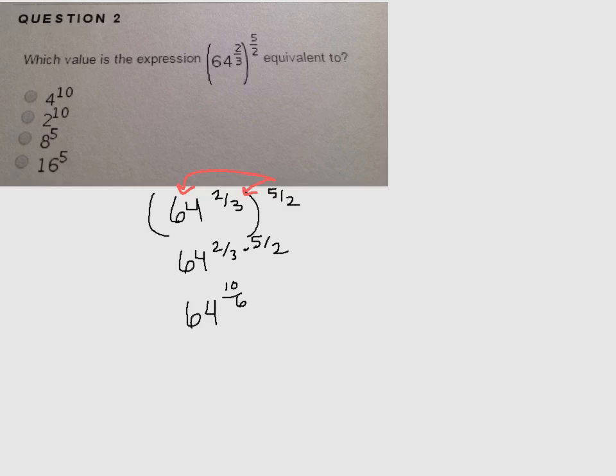Now if you notice, this answer is not on there because they wrote it in radical form. So if you put 64 inside of a radical, the bottom number, the root, is going to be a 6 because it's the bottom number on your fraction. And the top number is going to be a 10.